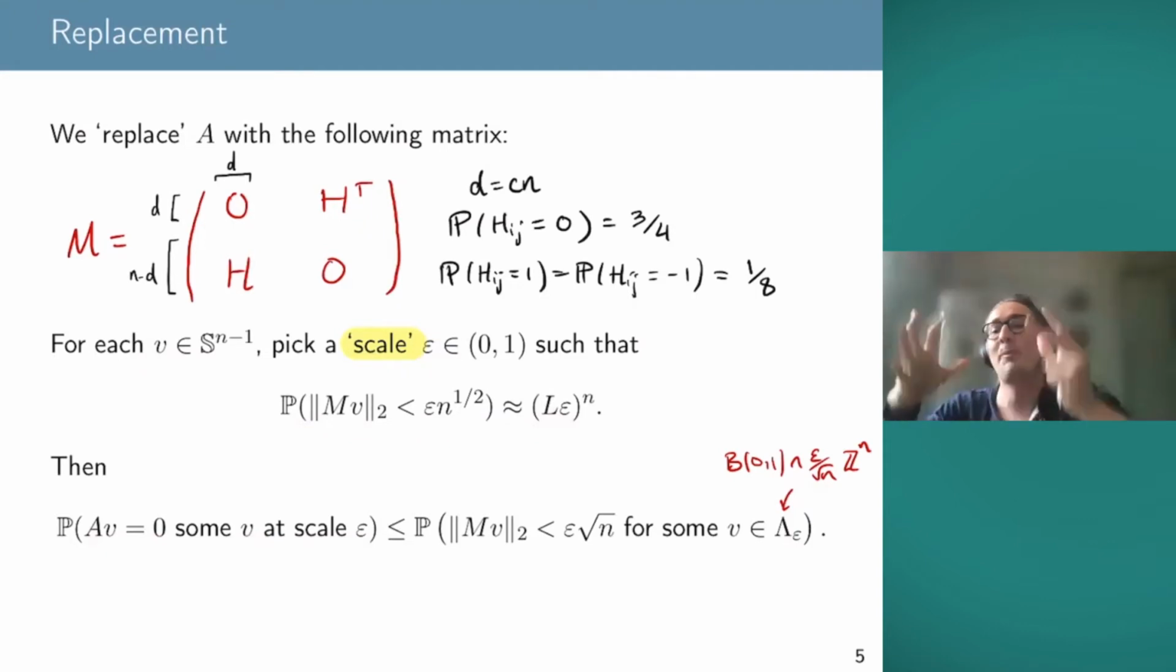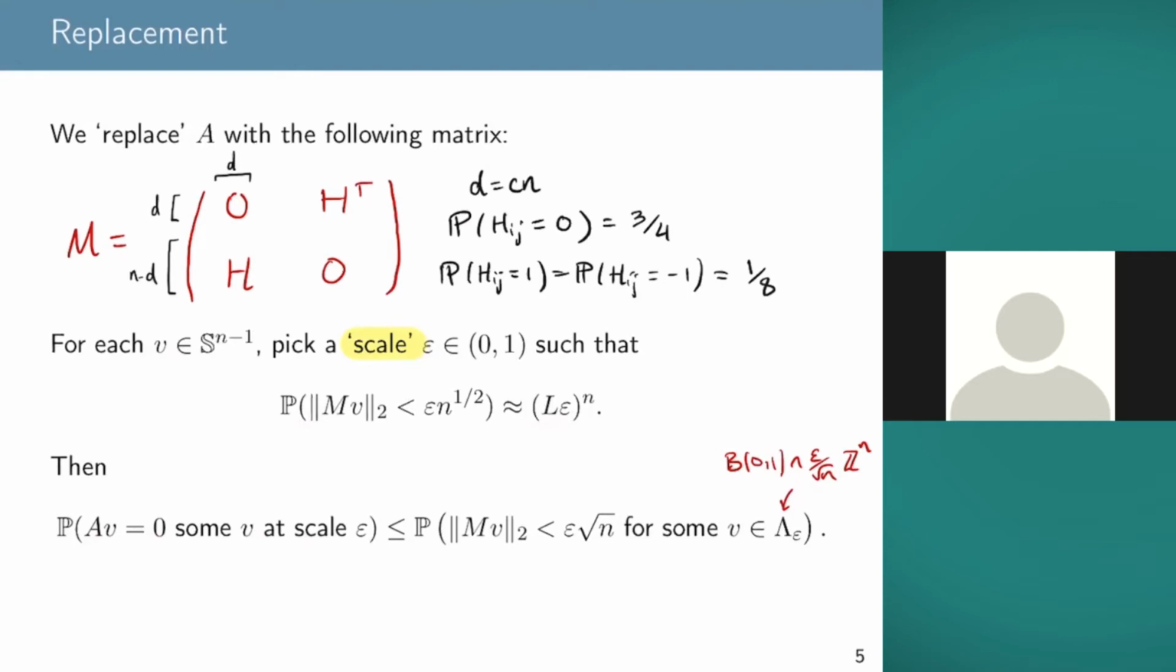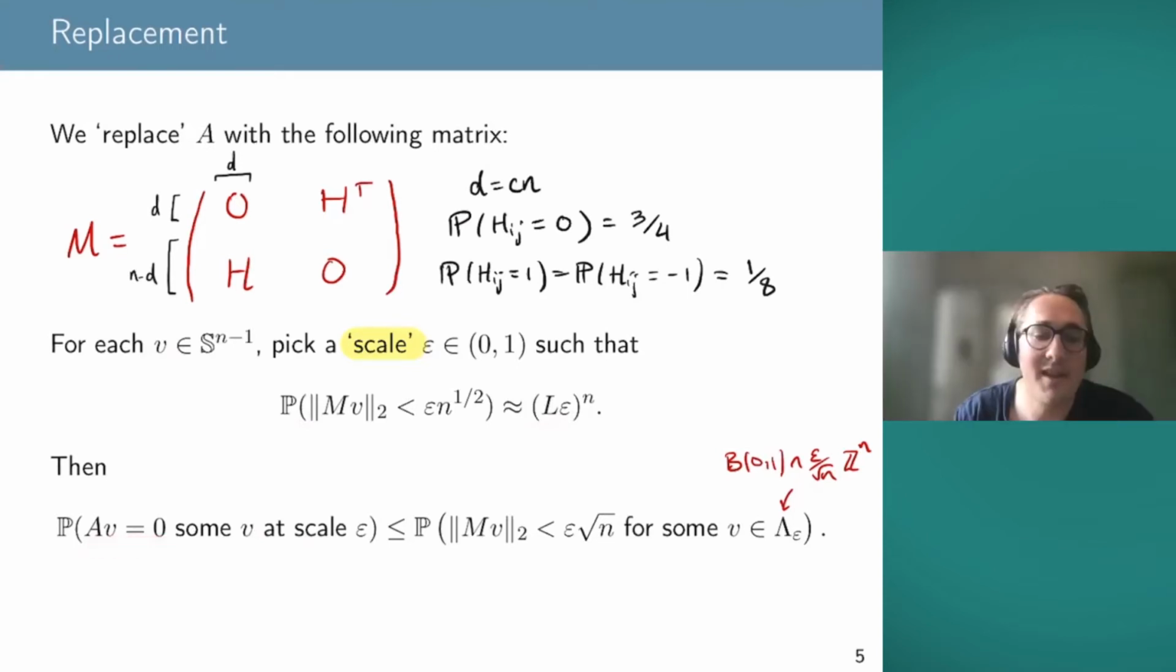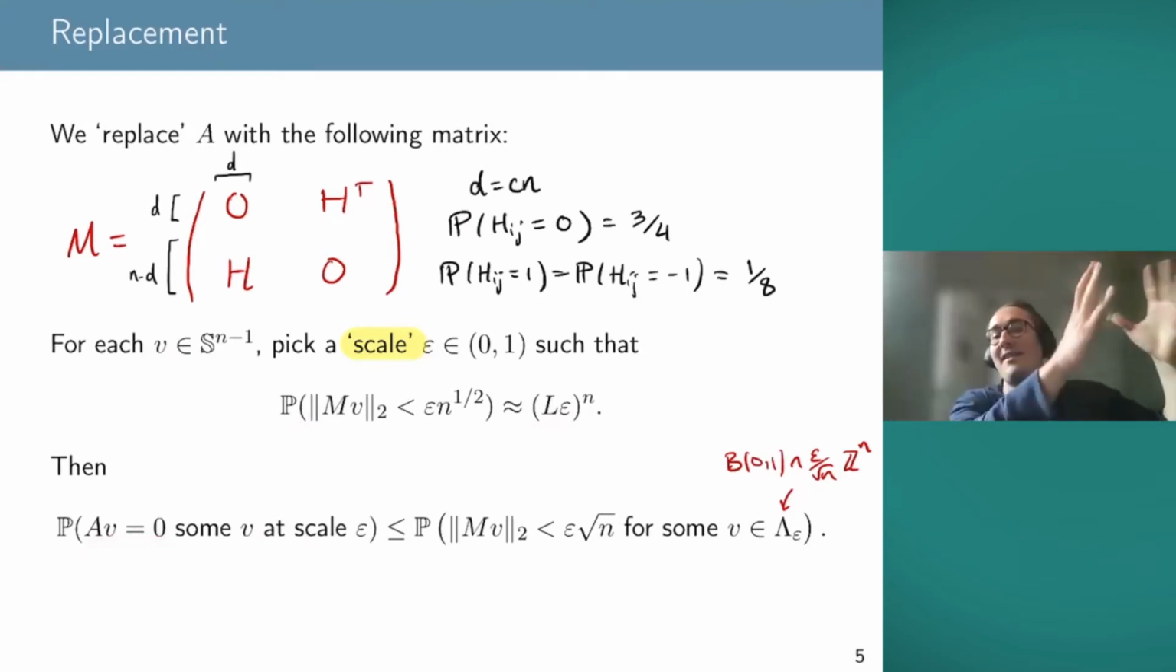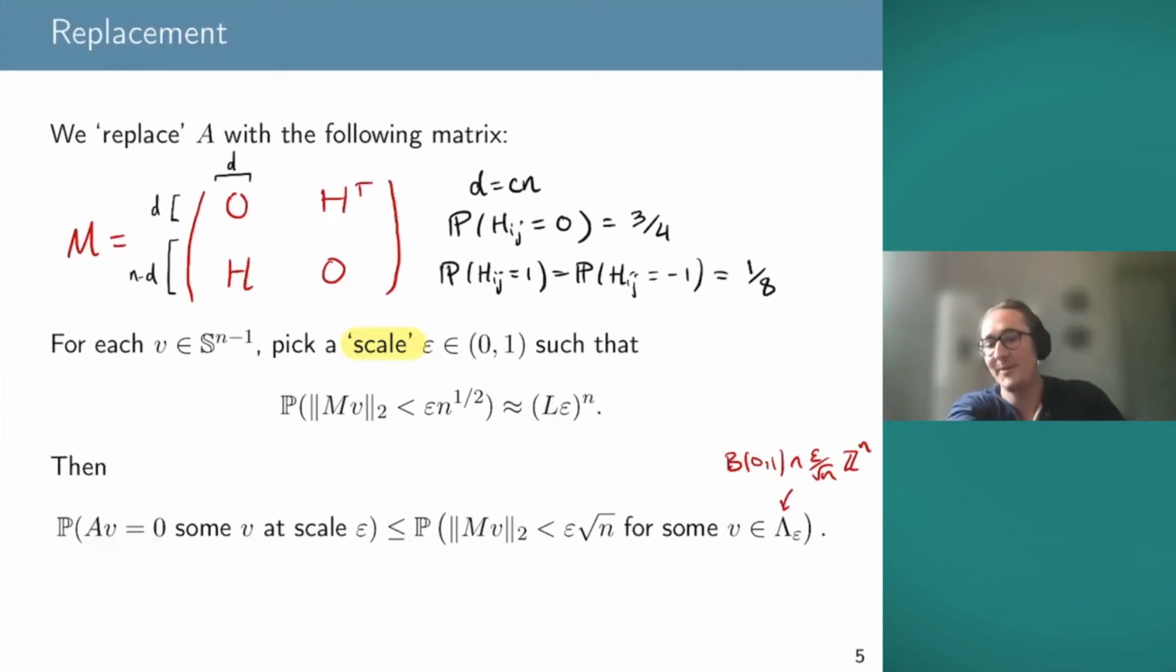So I've just chopped up my sphere at different scales, epsilon. And this is saying, what's the probability that V is in the kernel where V is in this slice of my sphere?